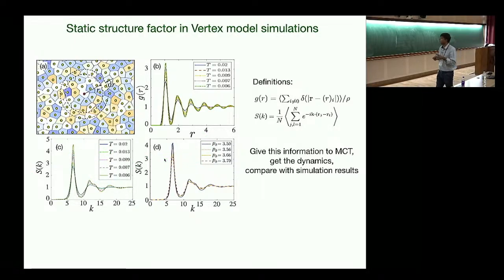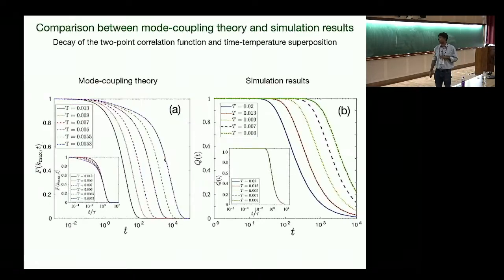Now we are going to feed this information to the mode coupling theory, and we get the dynamics from the theory. We already have the dynamics in the simulation, and we'll show the comparison. So this is what we get when we give the static structure factor to the mode coupling theory. This is the two-point correlation function, F(k,t), at k max, basically at the maximum of S(k), where the first peak is, as a function of t, and it looks like this. And in the simulation data, Q(t) looks like this.